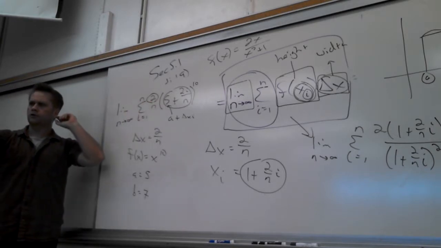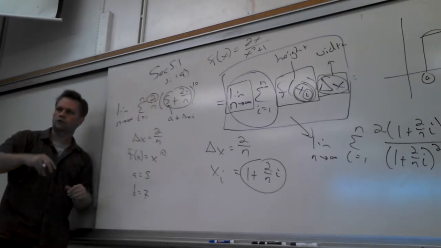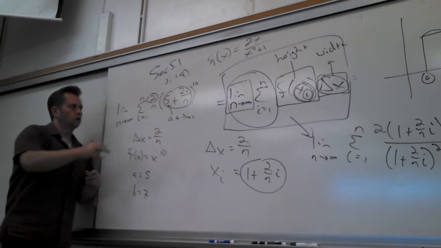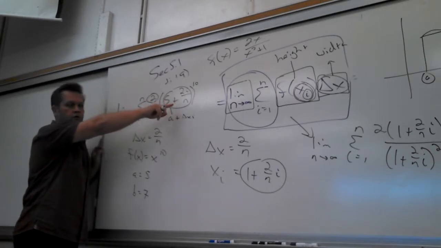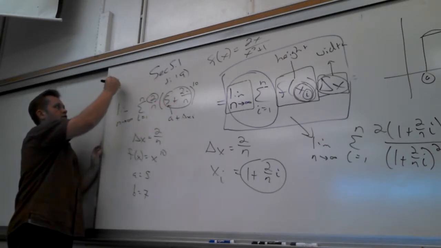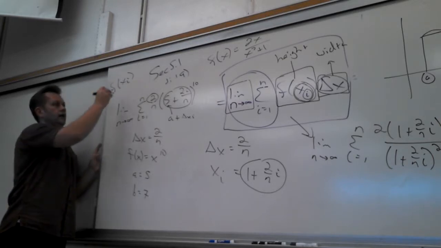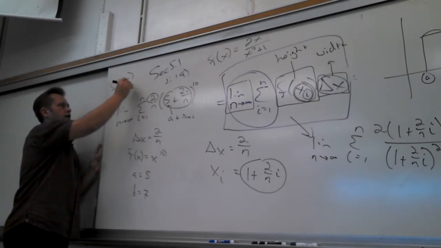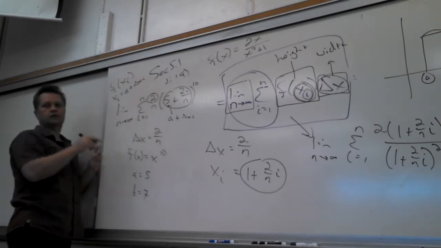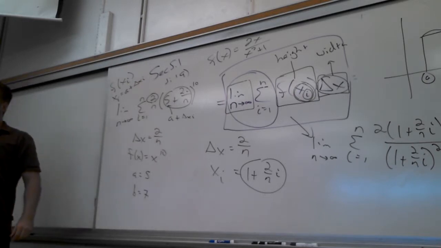Yes, ma'am? How did you know a equals 5? Because of this right here. Alright, so I have to see this, and x i is a plus delta x times i.